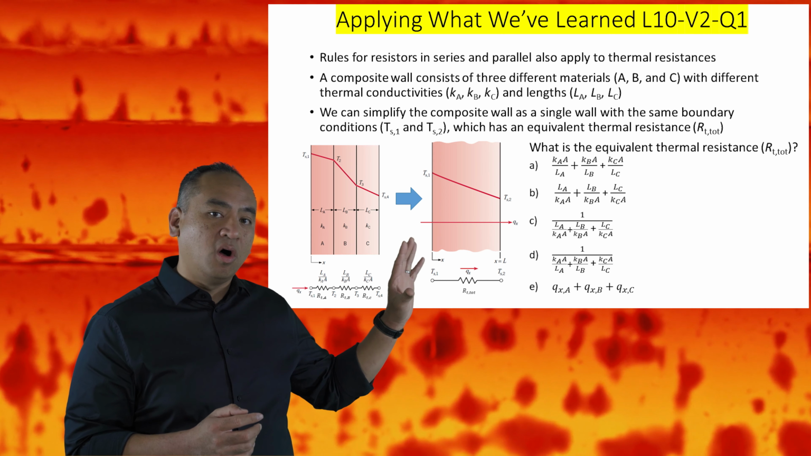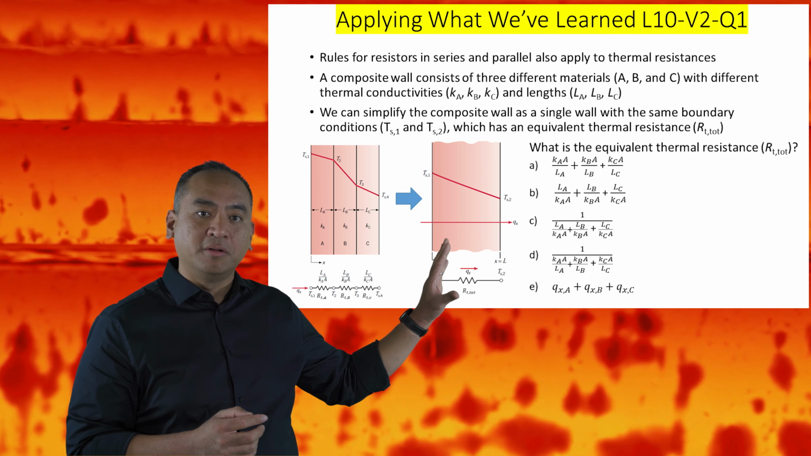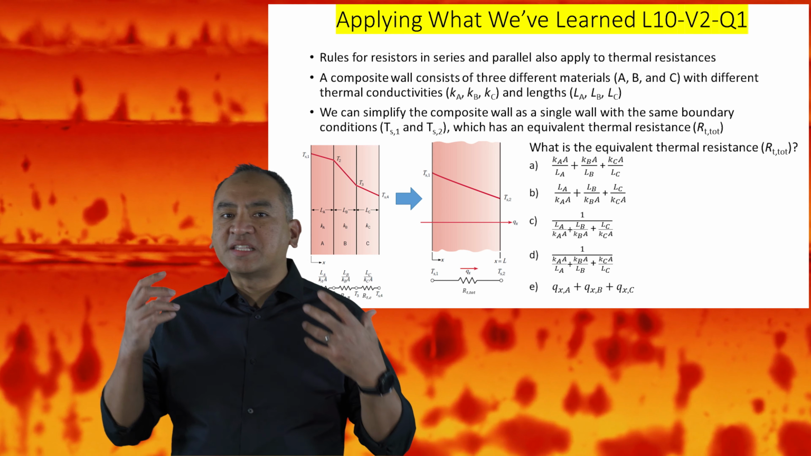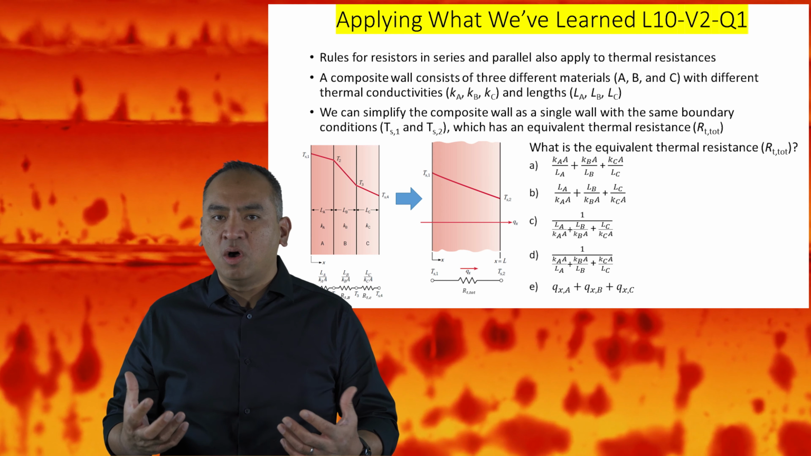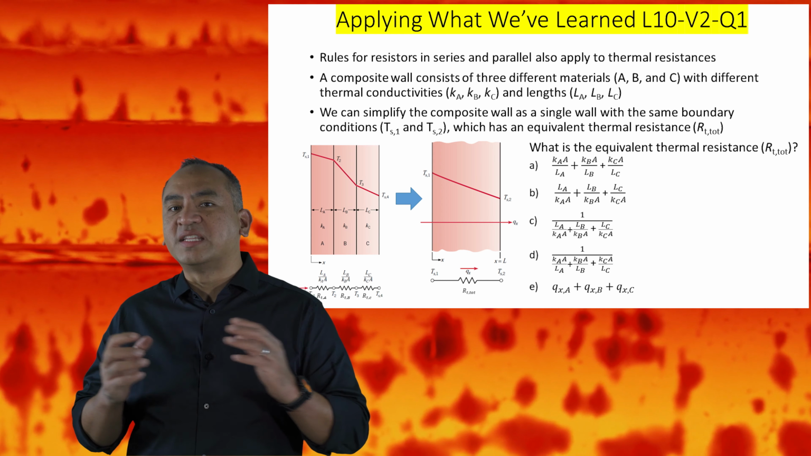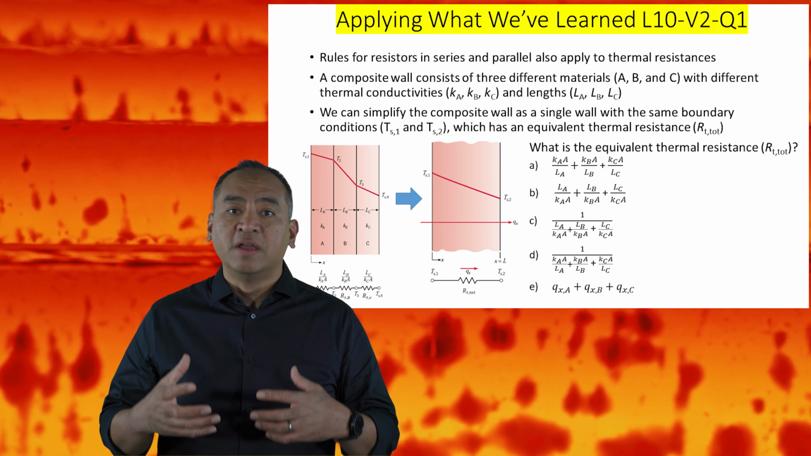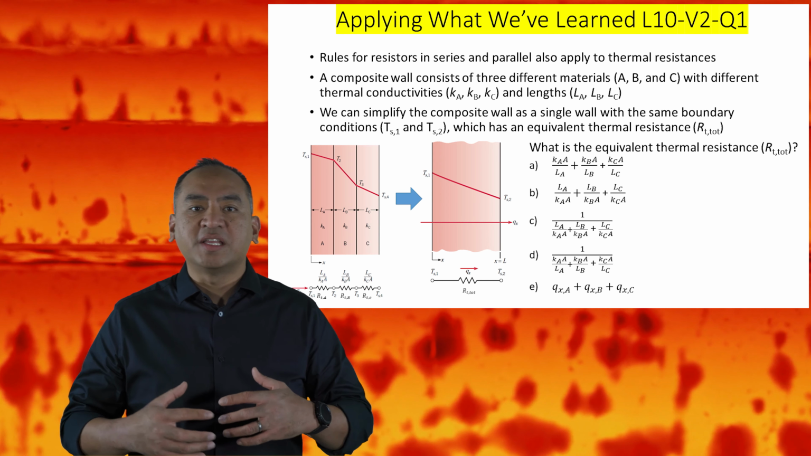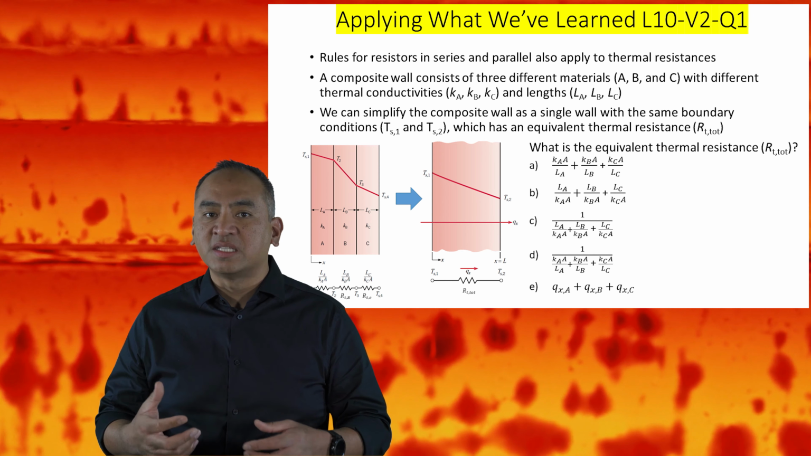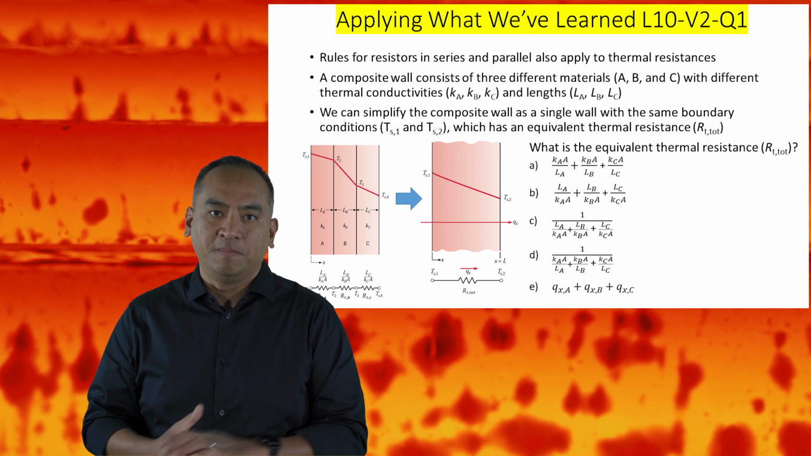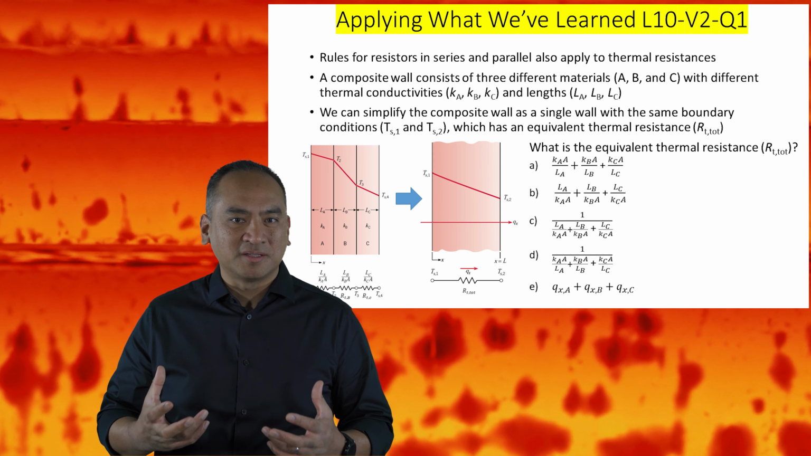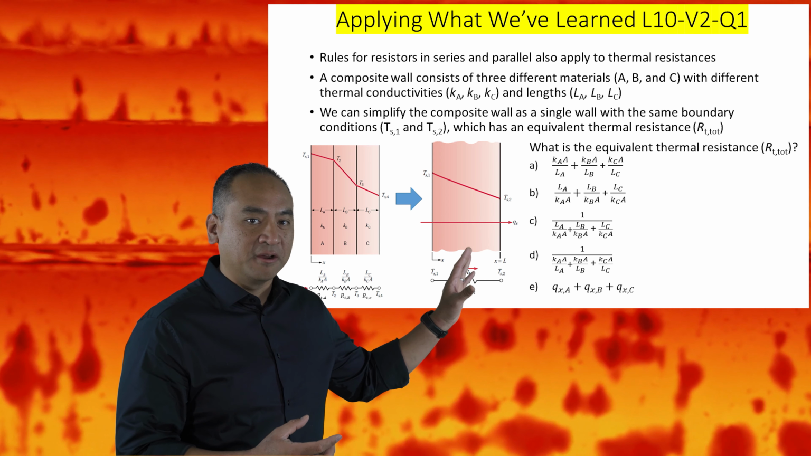A composite wall consists of three different materials which have different thermal conductivities and lengths. We can simplify the composite wall as a single wall with the same boundary conditions of T sub S1 on the left and T sub S2, which has an equivalent thermal resistance R sub T total. What is this equivalent thermal resistance? Your options are shown here.